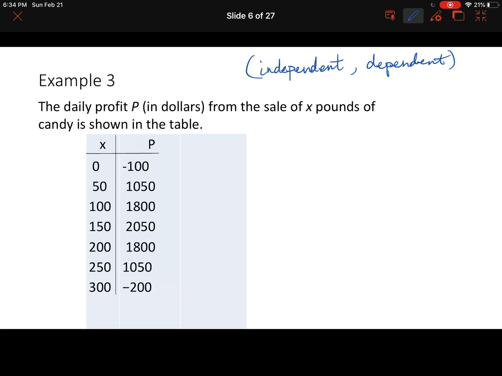All right? So it says the daily profit. So P is for profit and X is for pounds. So 0 pounds, your profit goes in the negative. 50 pounds, you got a profit of $10.50. 100 pounds, a profit of $1,800. And we just keep going from that standpoint.